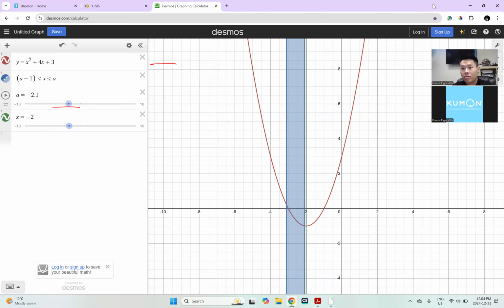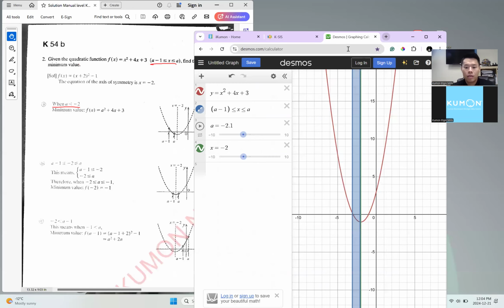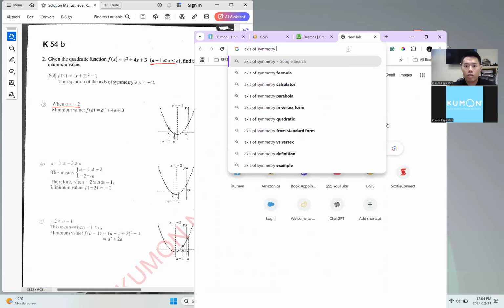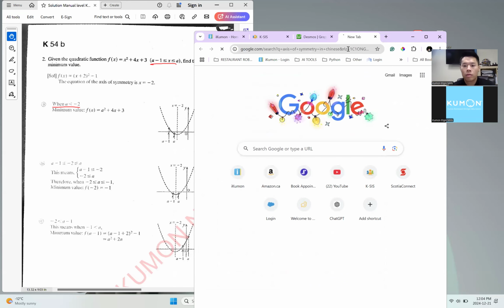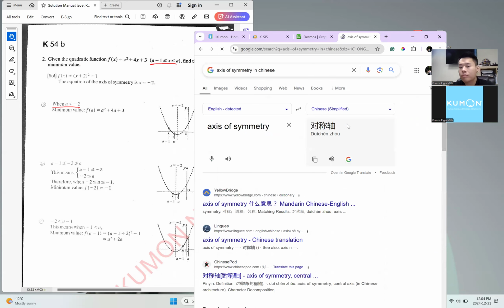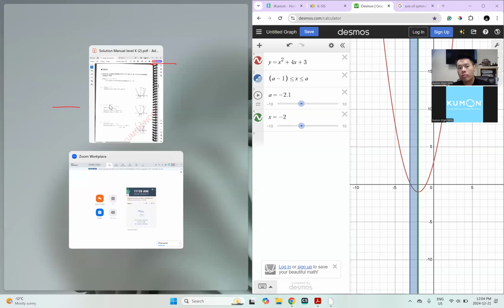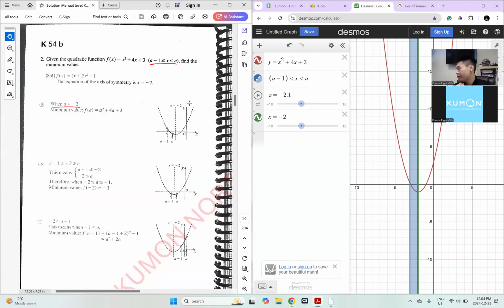Let's search it up. Axis of symmetry in Chinese. Oh, there we go, 对称轴. Okay, makes sense now. So 对称轴 basically means that it's half of that, right?